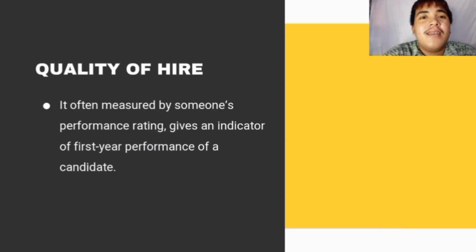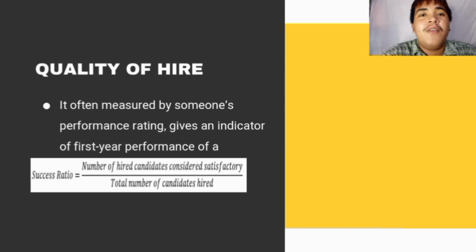And the next is quality of hire. Quality of hire is the input for the success ratio. The success ratio is used as input for recruitment utility analysis. This analysis enables you to calculate an ROI of different selection instruments. And this is the sample formula.